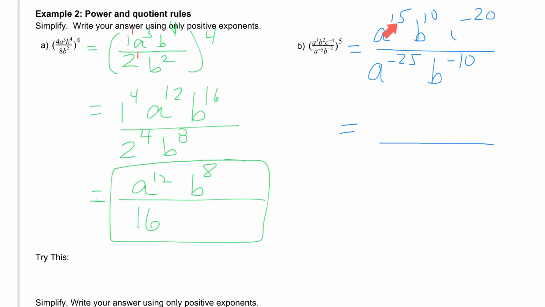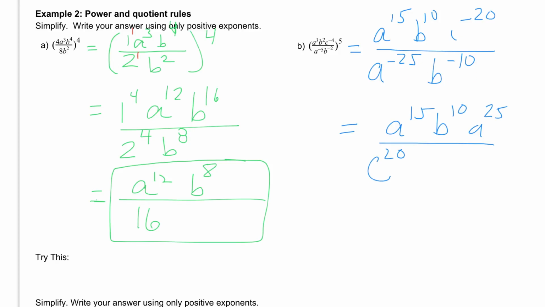A to the 15th, since 15 is positive, that's going to stay on the top. B to the 10th, since this exponent is positive, it will also stay on the top. C to the negative 20th, since this exponent is negative, this whole thing gets moved to the bottom, making it a positive exponent. Moving to the bottom, a to the negative 25, since this is a negative exponent, this whole thing has to move up to the top, so we get a to the 25th up here.